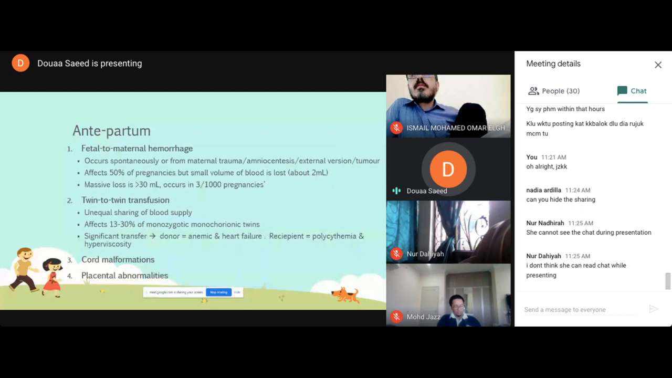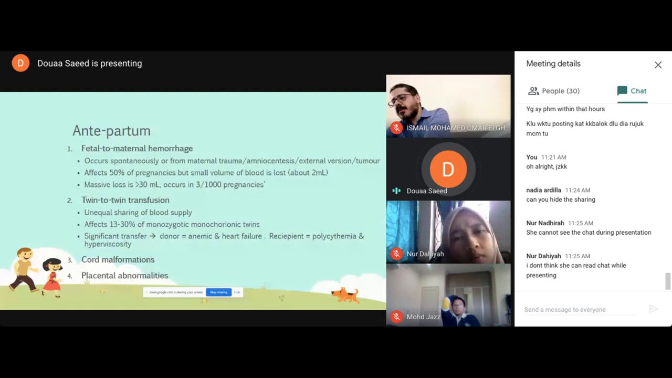There are also causes of malformations and placental abnormalities. So for cord malformations, we will focus on two, the vasa previa and the velamentous insertion. So in vasa previa, it's the first picture whereby the fetal blood vessels within the membranes are located below the internal os. So with pressure from the fetal head, there can actually be bleeding of the internal os.